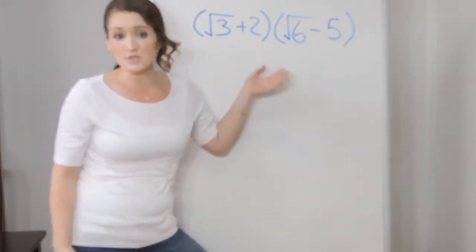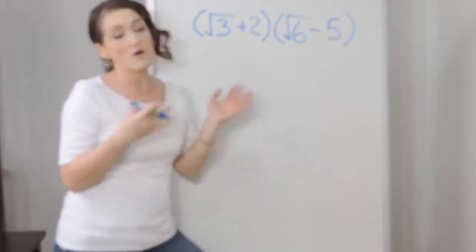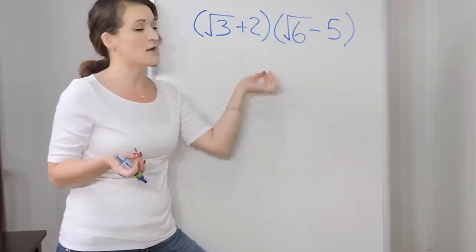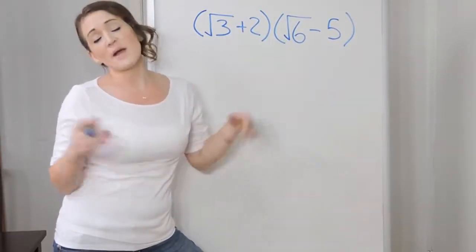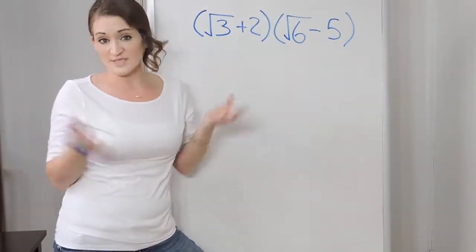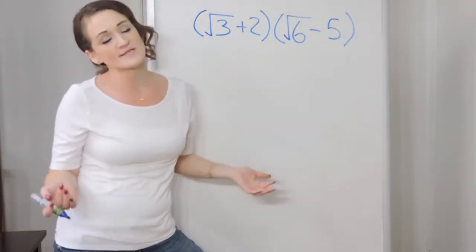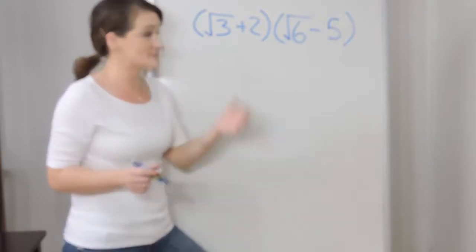Because when it comes to multiplying radicals, we can only multiply like things together. A radical times a radical, a number times a number. If we're combining a radical and a number together, essentially they just combine and drop down because they're not the same. We can't actually multiply them together.